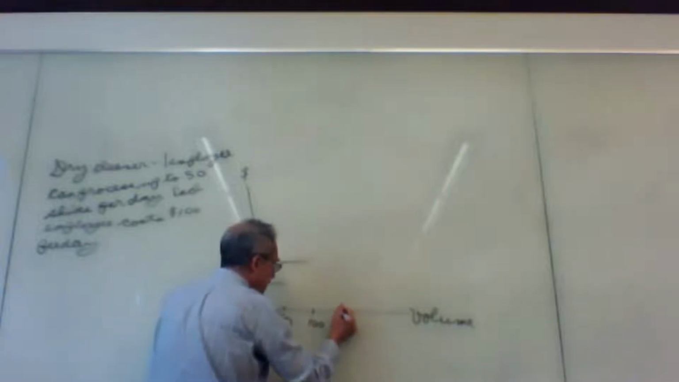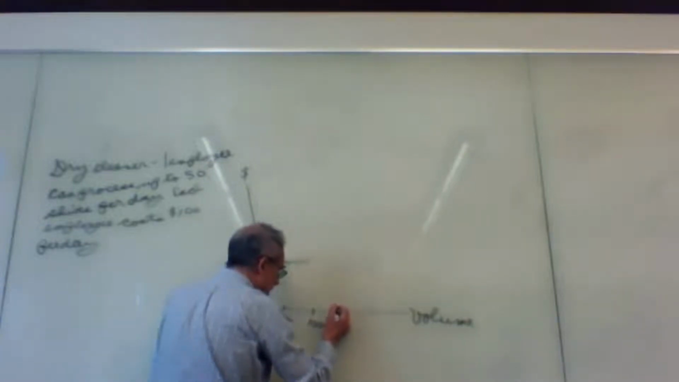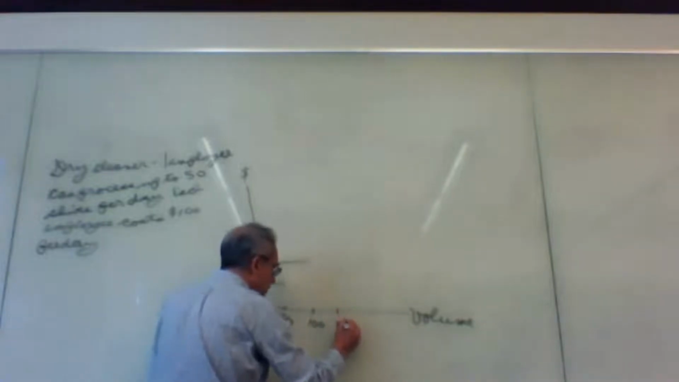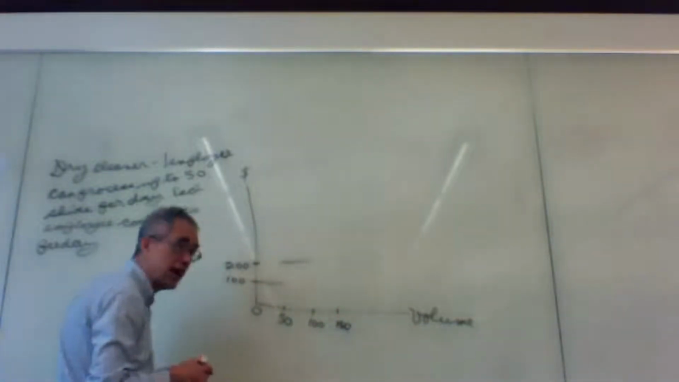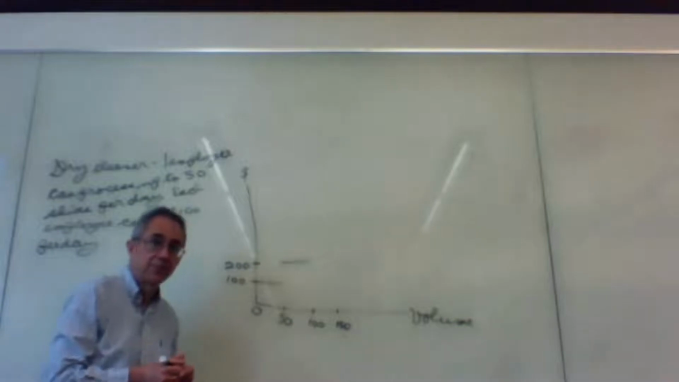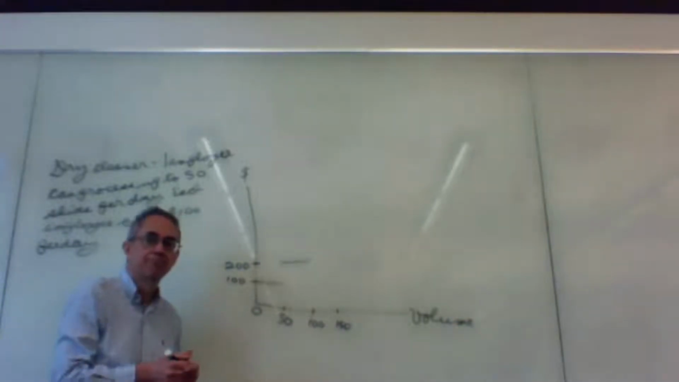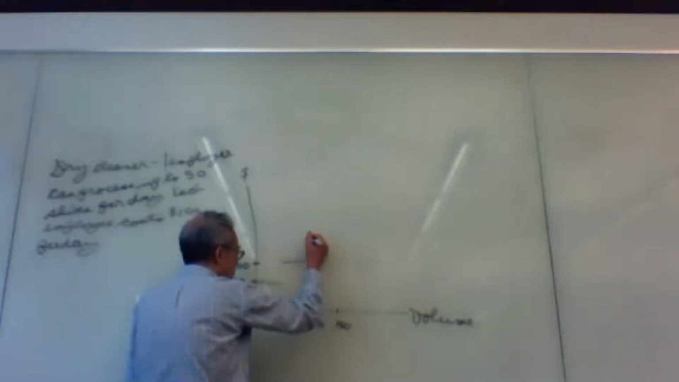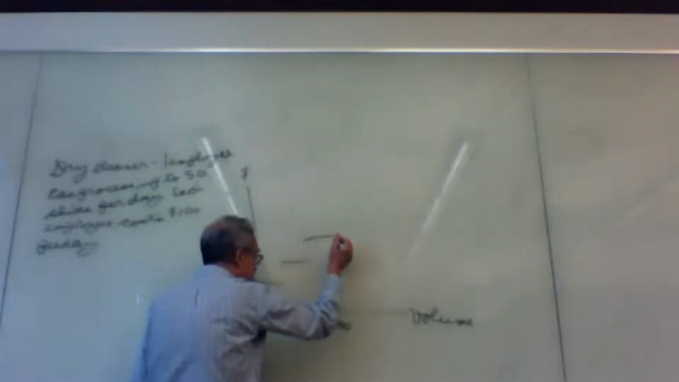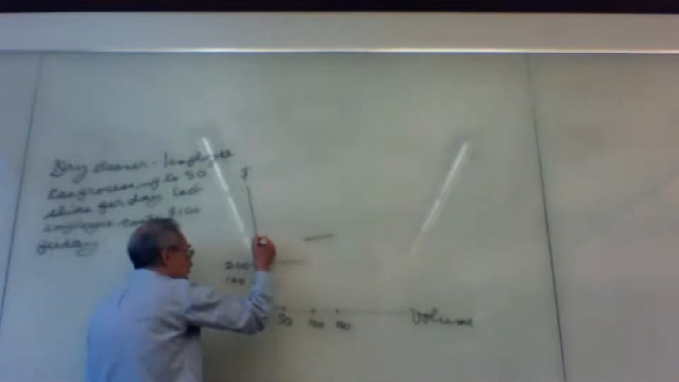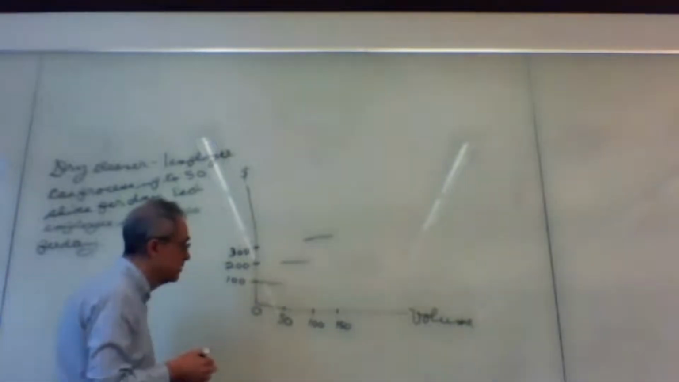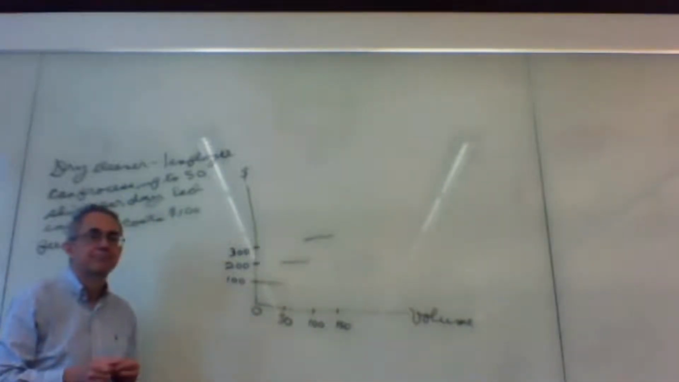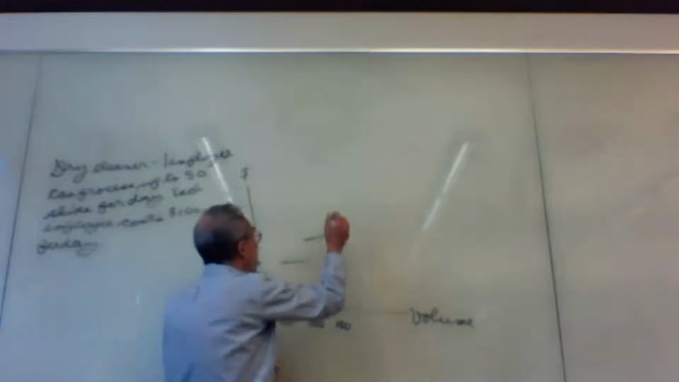If we go from 101 to 150 shirts, we now need how many employees? 3. Cost of how much? 300, you betcha. This little relevant range from 101 to 150 shirts per day is right there. Again, 3 employees at a cost of $300. And then on we go.